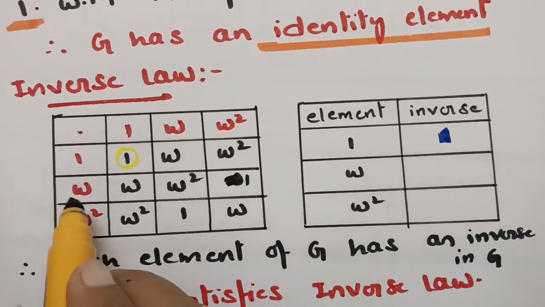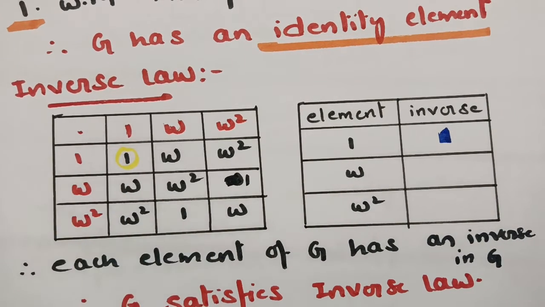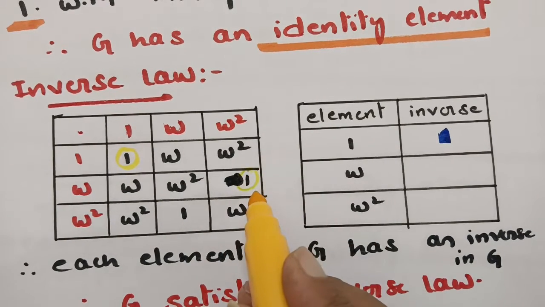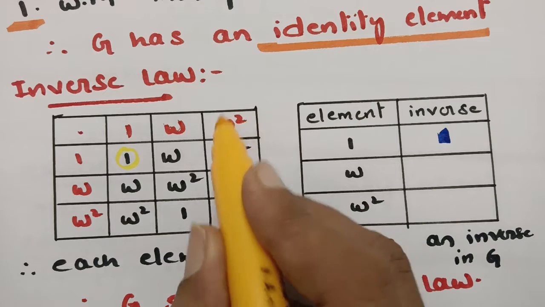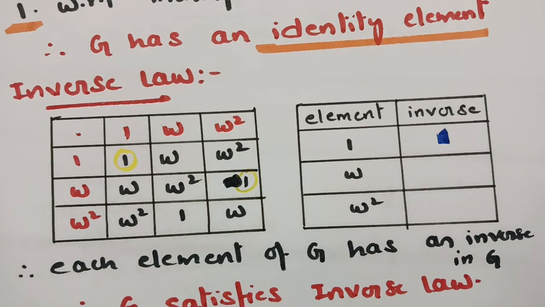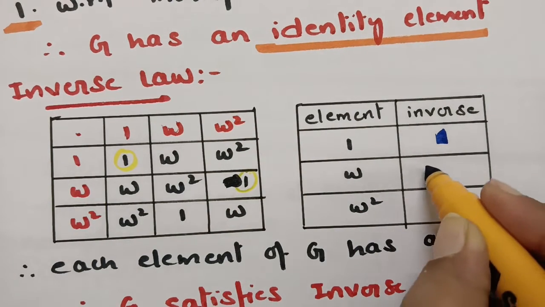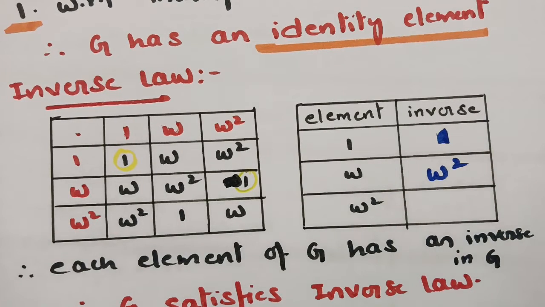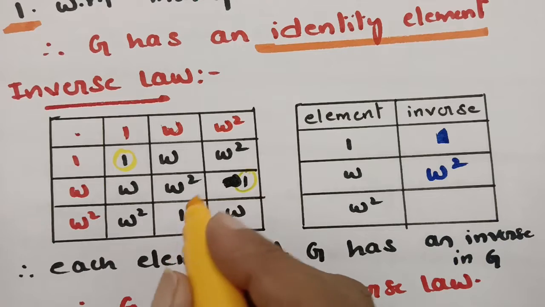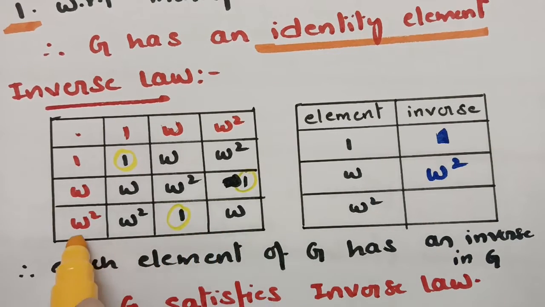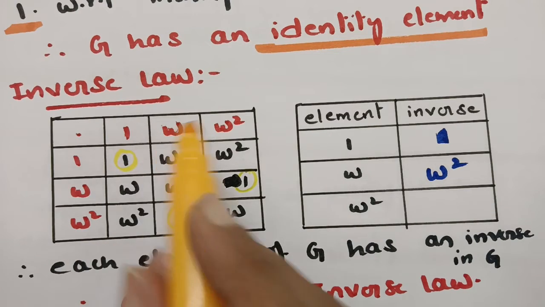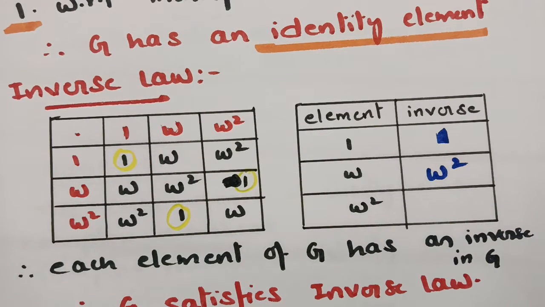And next, for omega, what will be the inverse element? We go with the identity element. 1 is an identity element here, and we go up here, omega square. So the inverse for omega is omega square. If I multiply, 1 will be the answer. And next, for omega square, 1 is the identity element, and what is the element here? Omega. So for omega square, omega is the inverse element.